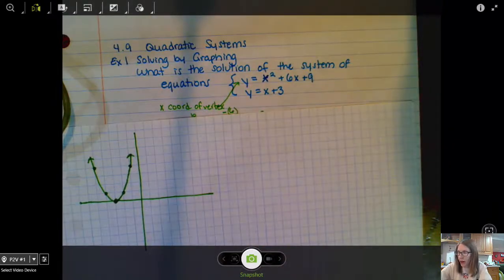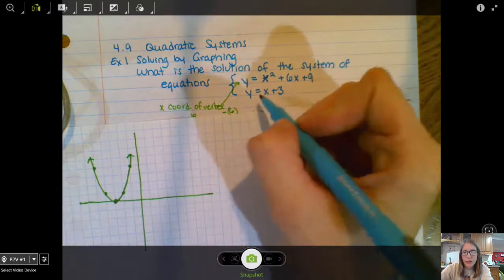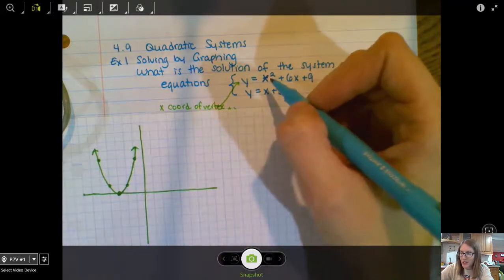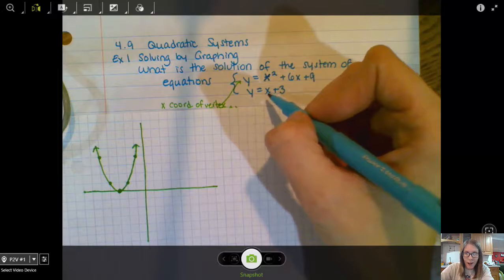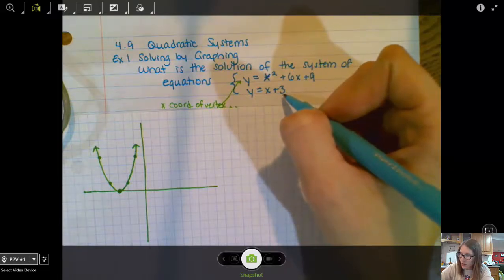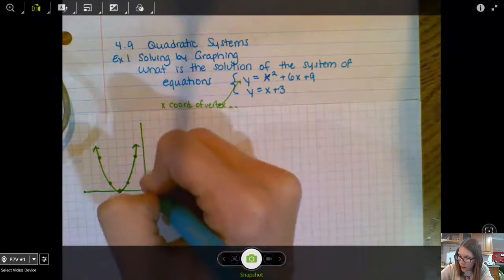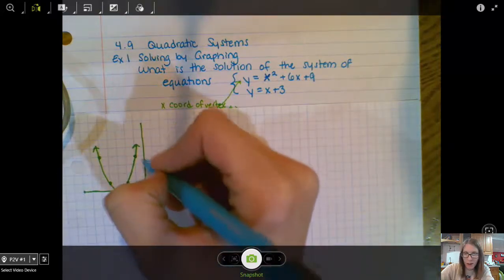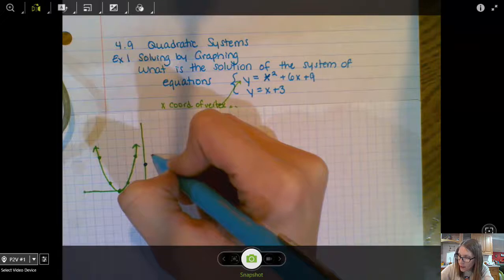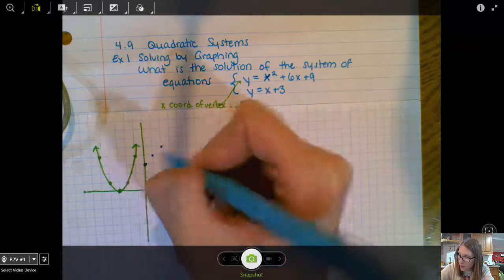We also need to graph our second function here, y equals x plus 3. And this is linear, so hopefully this is pretty easy to graph. Our y-intercept is 3, and slope is 1. So we start off with our y-intercept, and our slope is, again, 1, up 1 over 1. Follow the other direction.